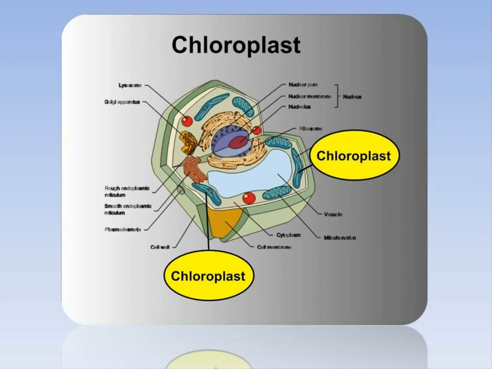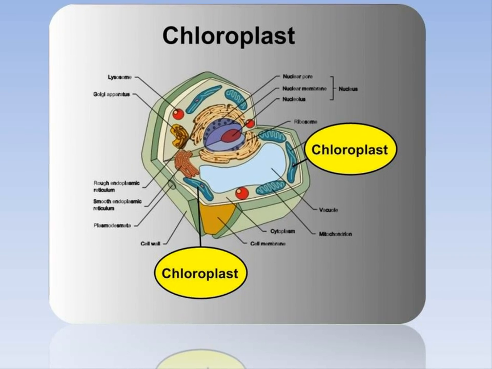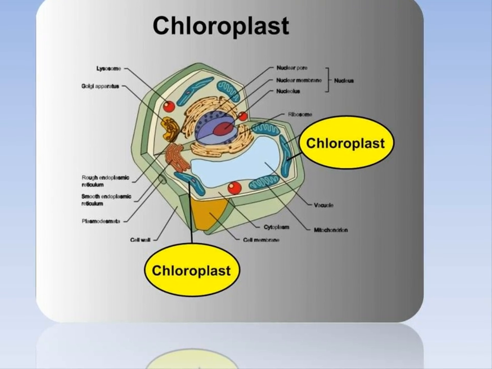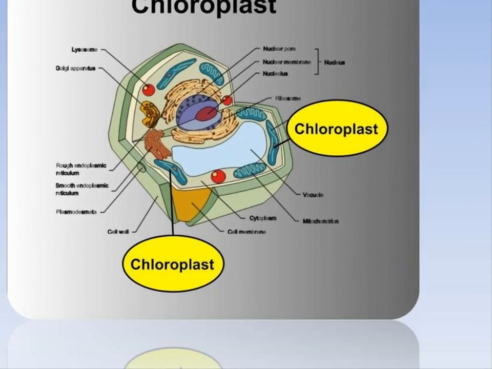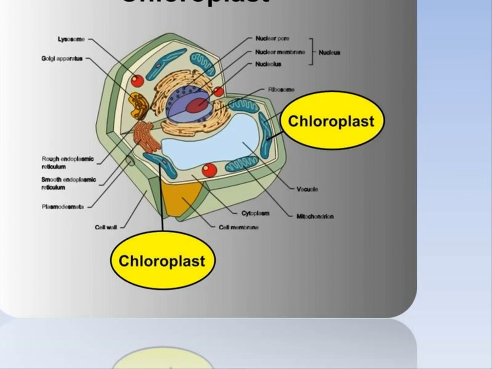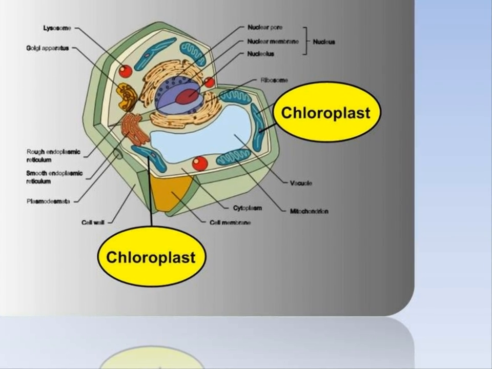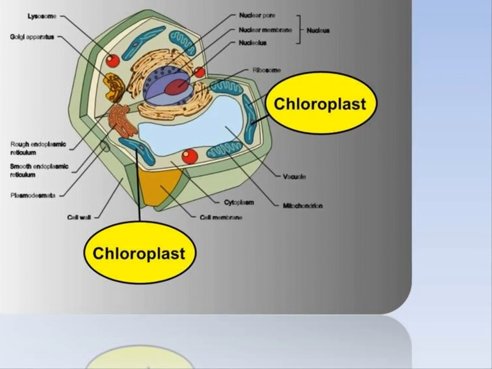Looking at the chloroplast, they are only found in plant cells. These organelles catch energy from sunlight and use the energy to make food for the cell. This process is also known as photosynthesis. Chloroplasts are filled with chlorophyll, which gives the plant leaves its green color.